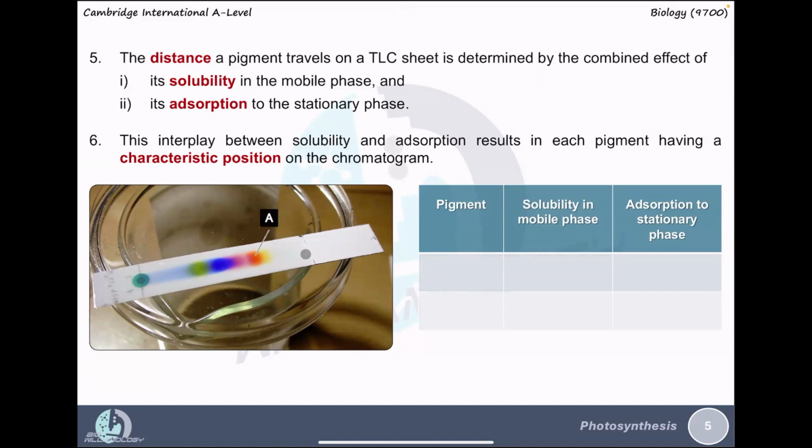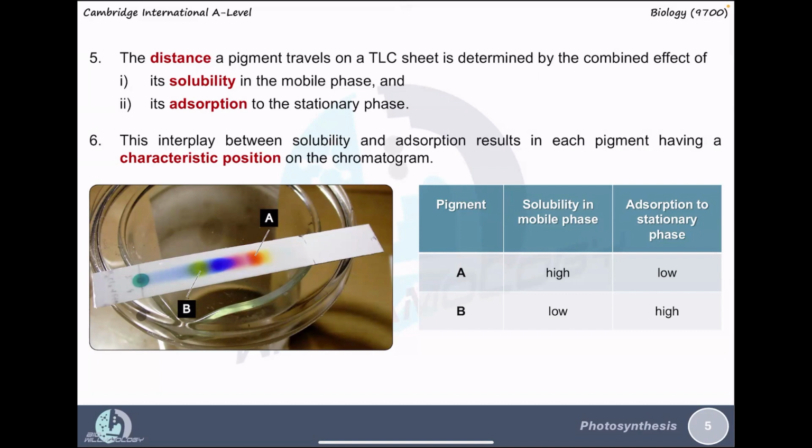Okay, so look at this pigment A. Pigment A moves further away from the origin line. So this pigment A definitely has high solubility in the mobile phase and low adsorption to the stationary phase. Let's look at this pigment B, which is closer to the origin line. Therefore, pigment B has low solubility in the mobile phase and high adsorption to the stationary phase.